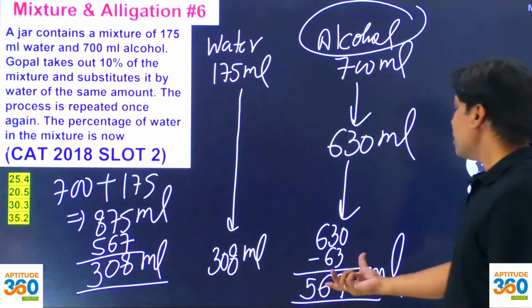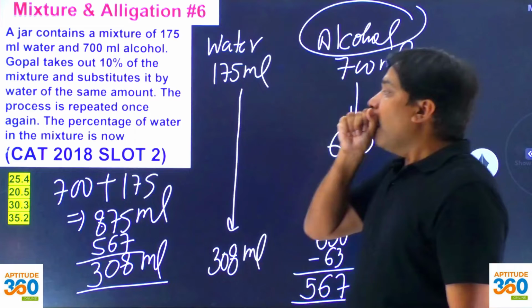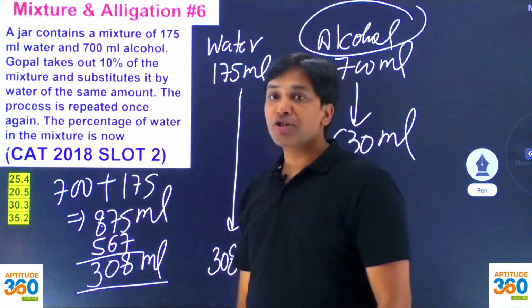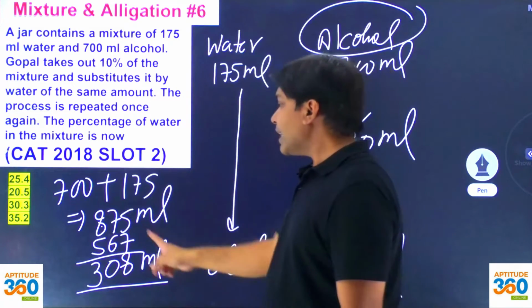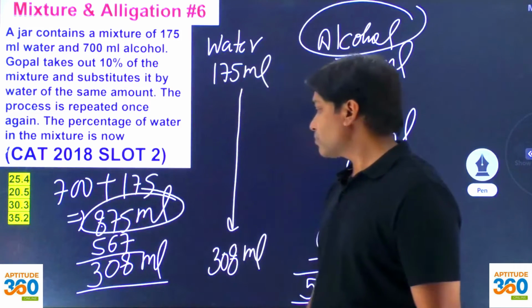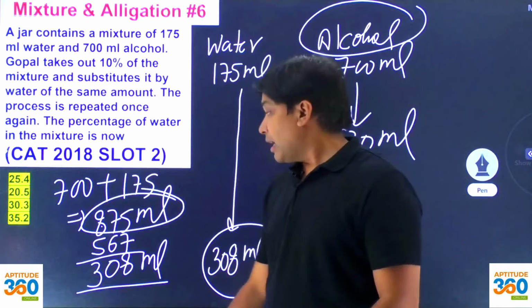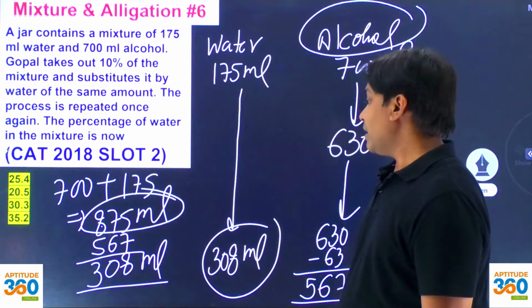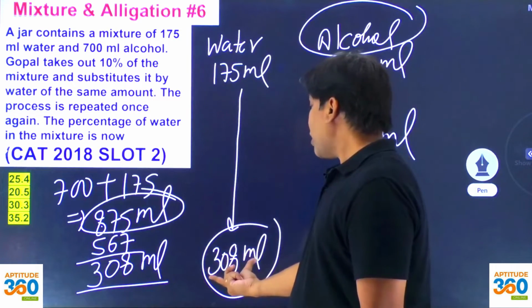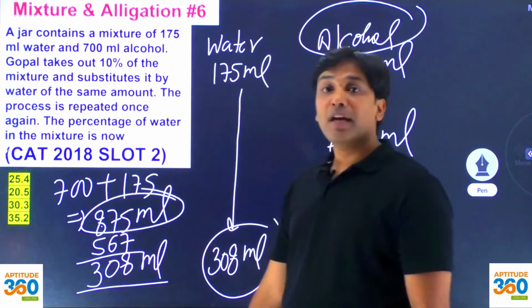How much is the alcohol? 567 ml. What is the problem? The percentage of water in the mixture. Understand this. Collectively, how much is it? 875. You have to find 308 is what percent of 875. Sorry, my bad. 308 ml is what percent of 875 ml.